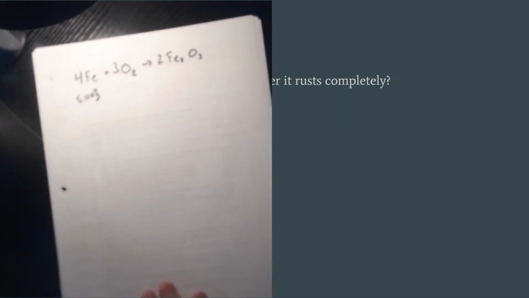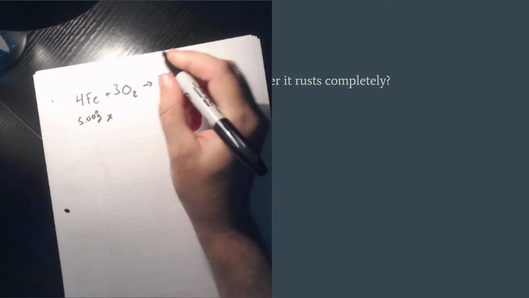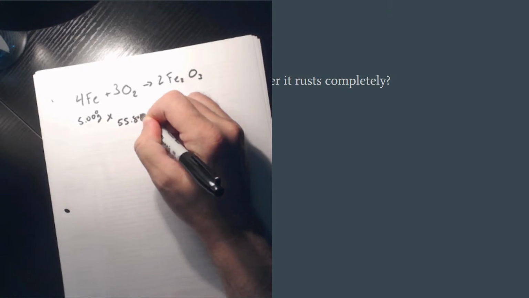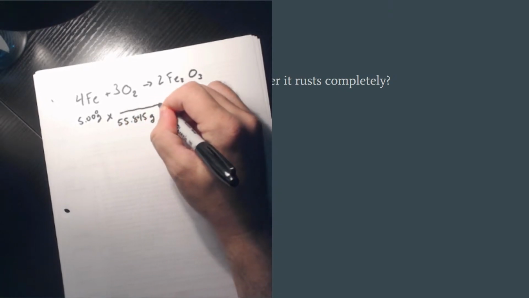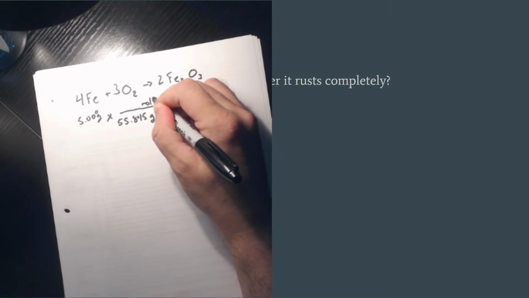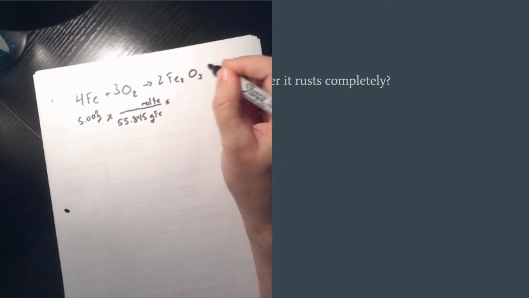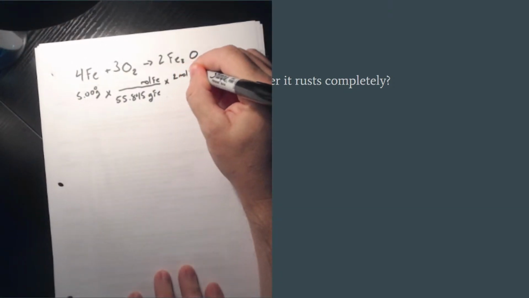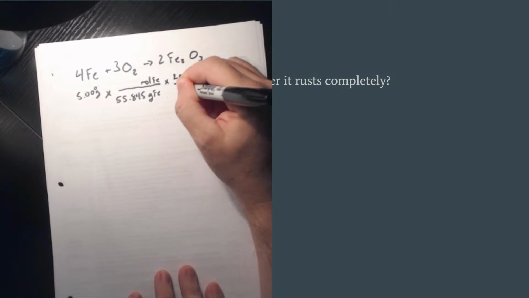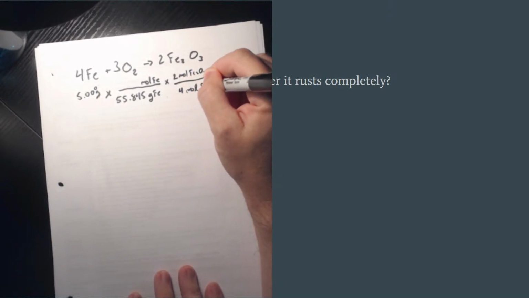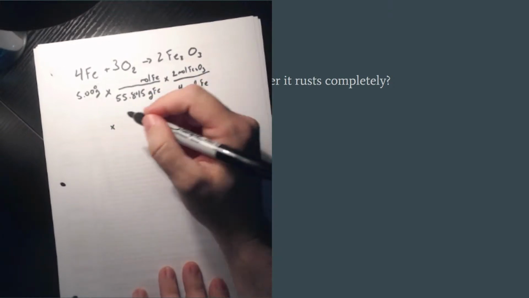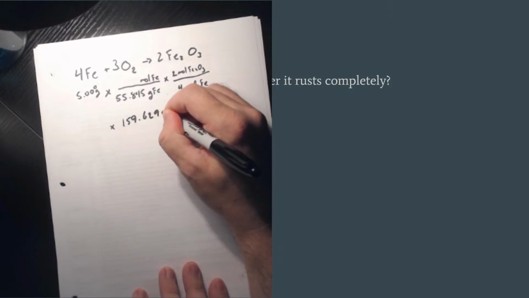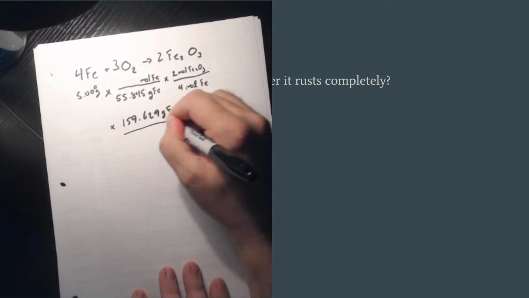4 sig figs. All right. First, we have to convert to moles. So 55.845 grams of iron per mole of iron. And then we convert to rust. So 2 moles of rust for every 4 moles of iron. And then we convert back to mass, and that is 159.629 grams per mole.